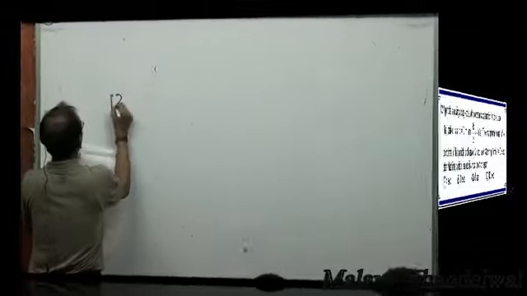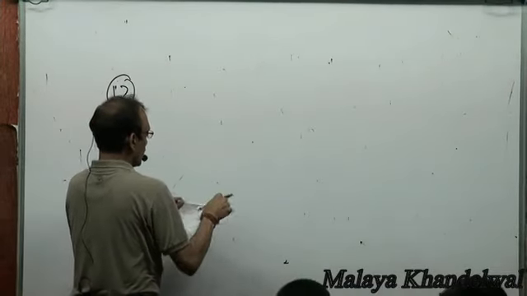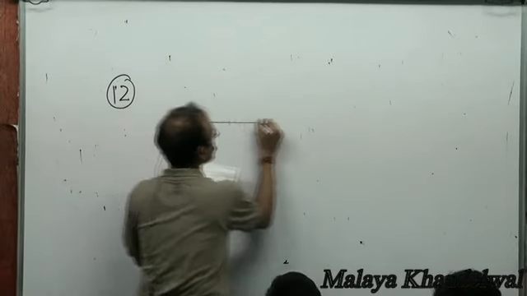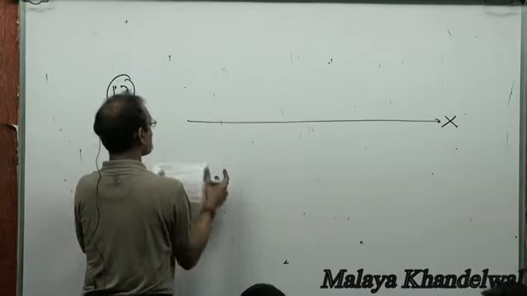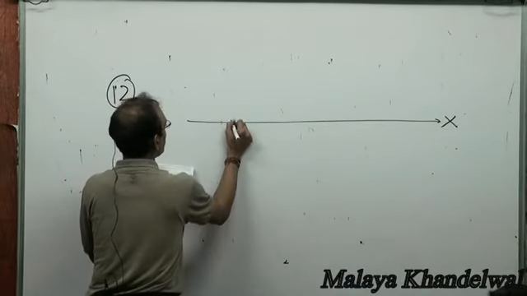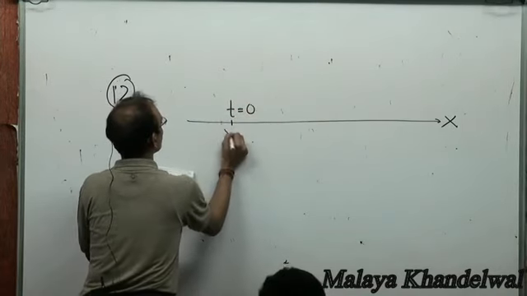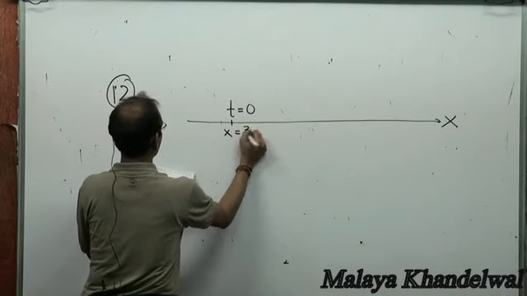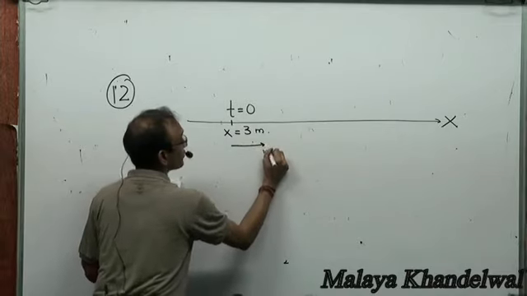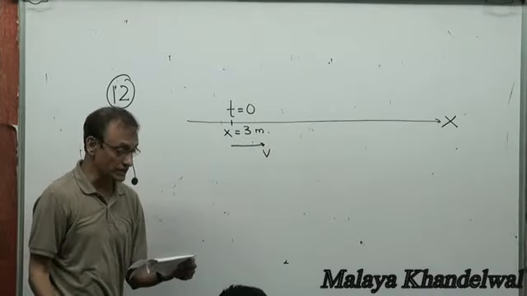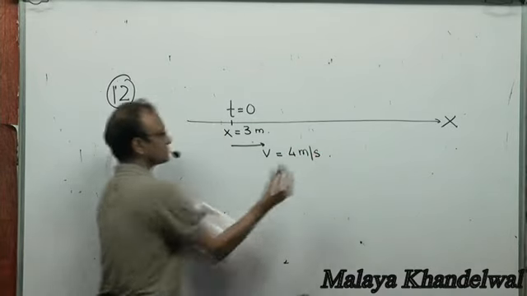Number 12. A particle is moving along the x-axis with a constant acceleration. At t equal to 0, the particle was known to be at x equal to 3 meters. And dx/dt at this instant, which means the velocity, is plus 4 meters per second. That means 4 meters per second to the right.